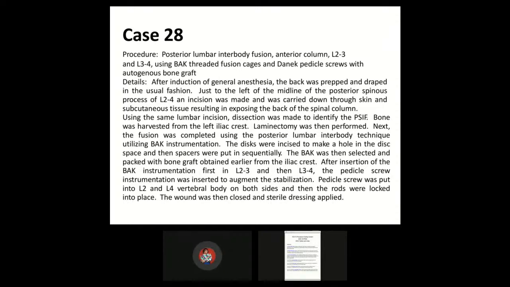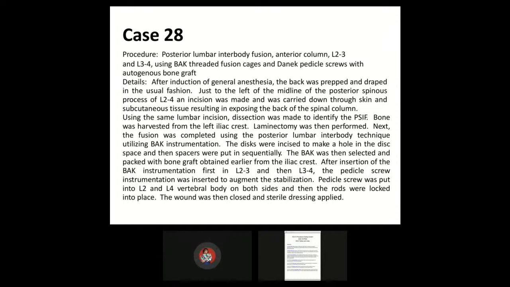So using the same incision, so we know how they got in there, dissection was made to identify the PSIF, and bone was harvested from the left iliac crest. Laminectomy was performed. Next was harvested from the iliac crest. Hey, I feel like I went backwards. Next, the fusion was completed using posterior lumbar interbody technique using the back instrumentation. Then the discs were incised to make a hole in the disc space. Spacers were put in sequentially. The back was then selected and packed with bone graft obtained earlier from the iliac crest.